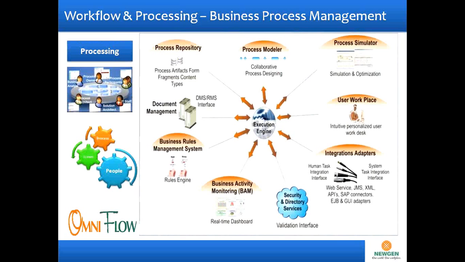OmniFlow Business Process Management System is a tool using which you can automate any process, be it of any complexity. Using the process modeling tool, you can collaboratively design the process using a drag and drop kind of interface. You can create various validations, exceptions, routing rules using which the documents or the content will be processed.